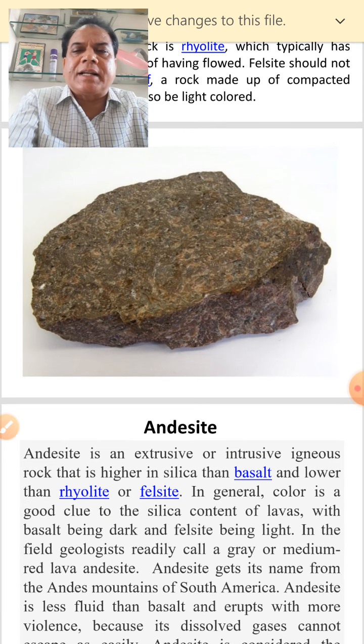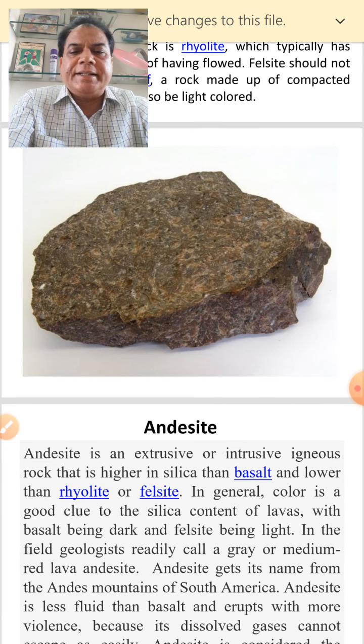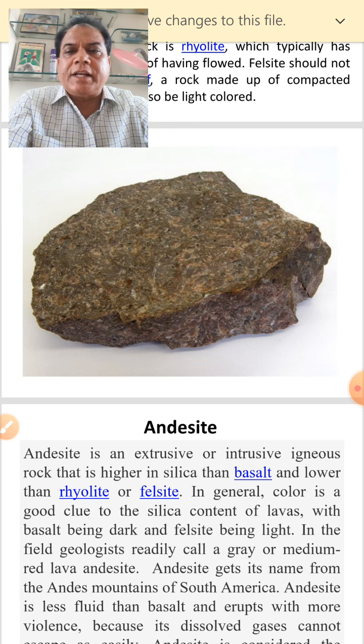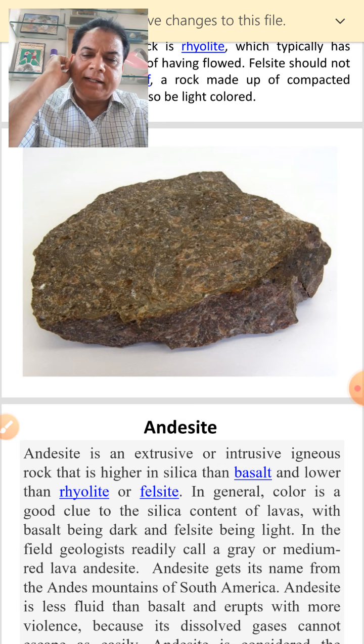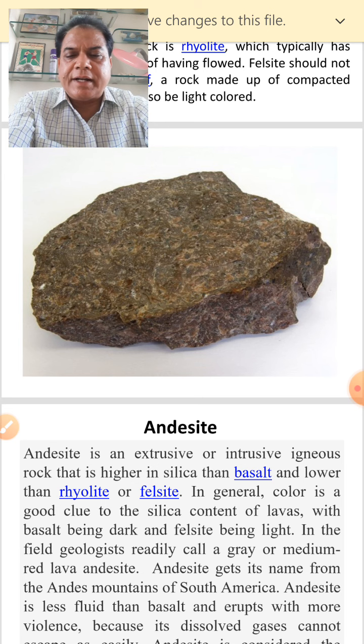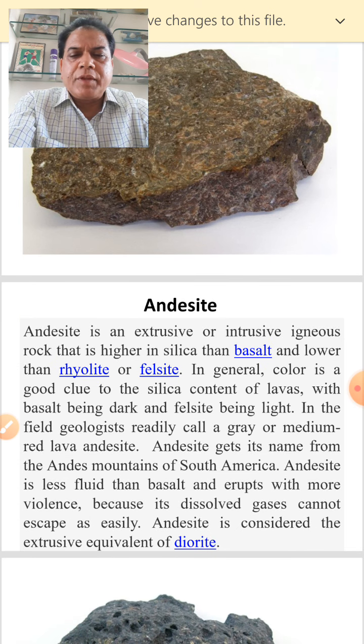Now next you can see the andesite. If you remember the classification, this andesite is a volcanic rock and is the volcanic equivalent of your diorite. So it is an extrusive rock that has higher silica than the basalt and lower than the rhyolite. In general, color is a good clue to the silica content of the lava, with basalt being dark.